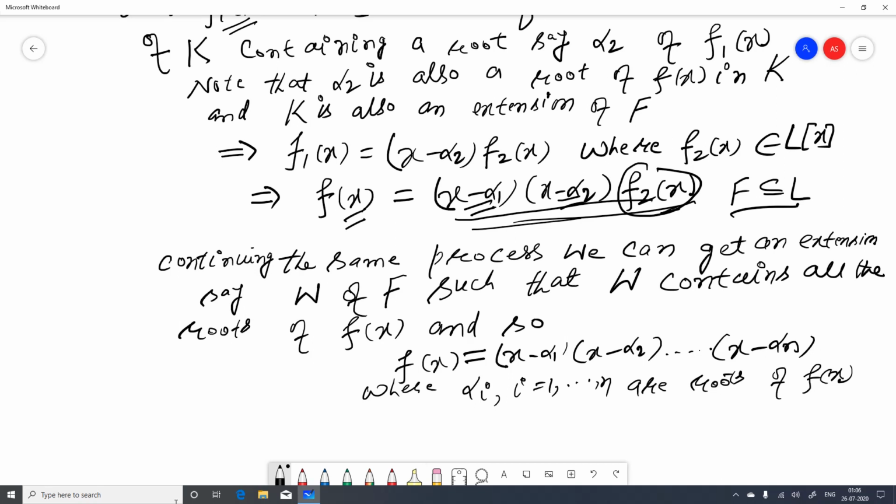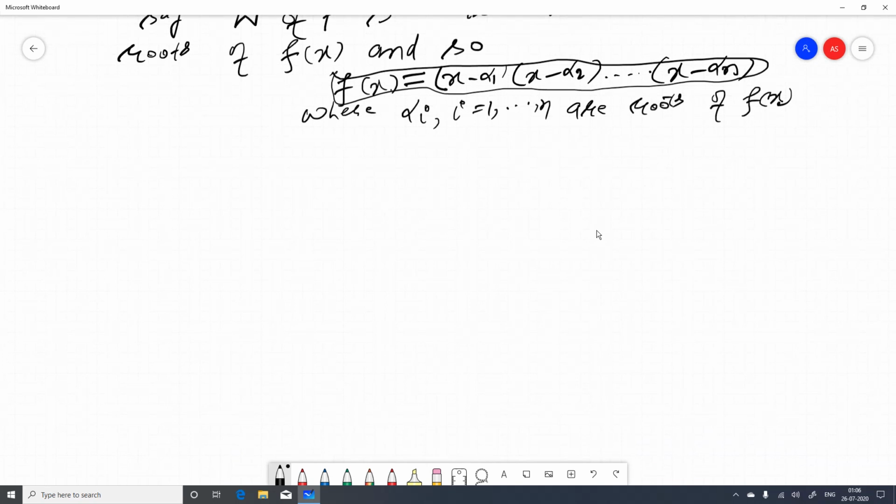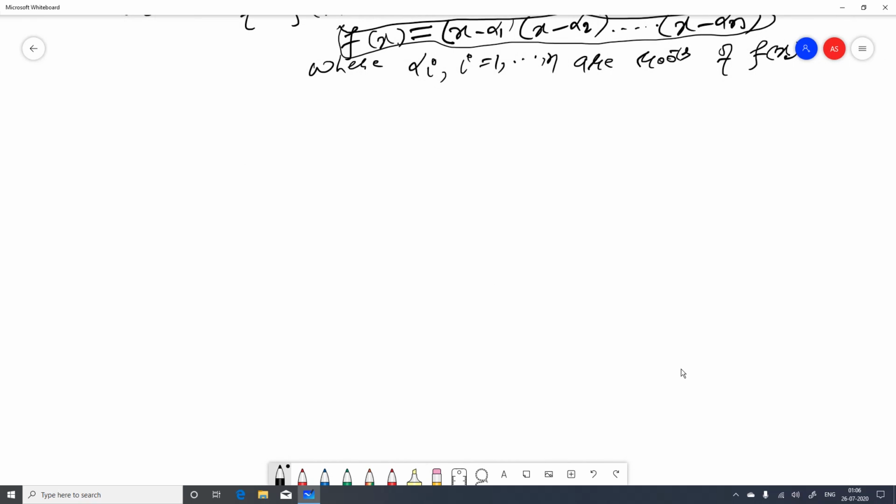So the conclusion of this discussion is that given any polynomial, I can always find an extension of the field over which the polynomial has been taken, such that the polynomial is a product of linear factors. Okay, so this motivates us to define the splitting fields for a polynomial. So let us give the formal definition of a splitting field.